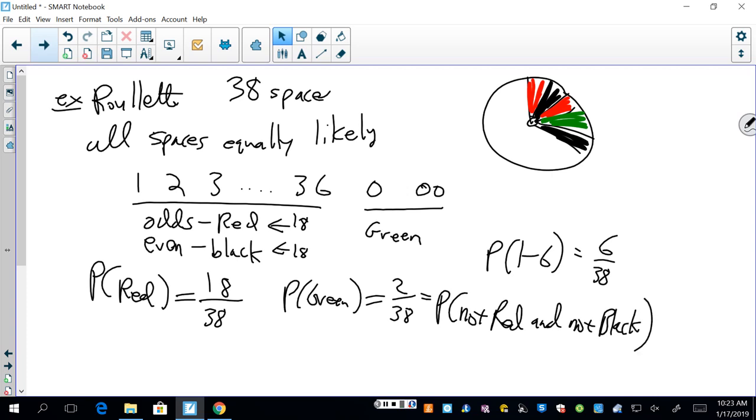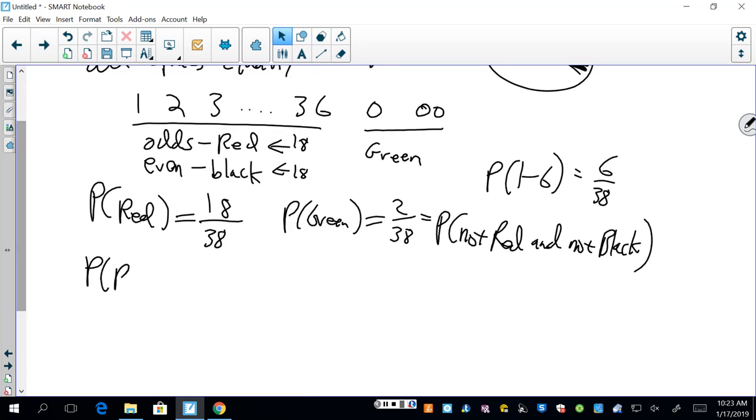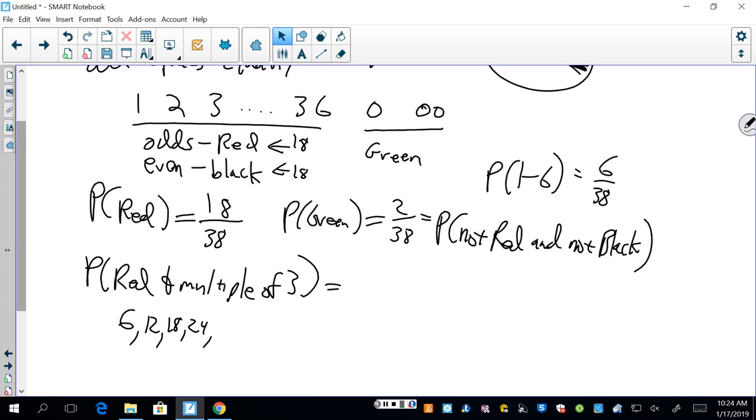So just in ordinary language, sometimes you get opposites or special cases. What's the chance that it is a multiple of 3 and red? How many odds would be multiples of 3? So in this case, we can almost count it out. So not 3, but 6, 9, 12, 15, 18, 21, 24, 27, 30, 33, and then 36. So it looks like there's 6 of those. 6 out of 38.